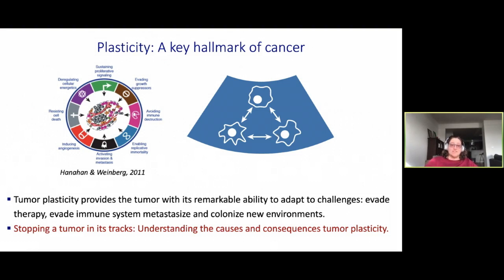And one of the things that mutations endow cancer cells with is this ability to switch their phenotype and to adapt to new challenges, whether it's to evade the immune system, evade therapy, colonize new environments and metastasize. This plasticity is an incredible and lethal ability of cancer cells, and one that we really need to understand to really stop a tumor in its tracks.